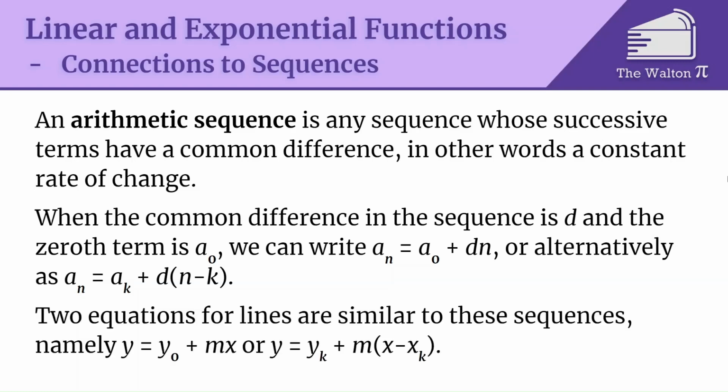Okay. We have two equations for lines that are very similar to these sequences, namely y is y naught plus m times x, or y is y sub k plus m times x minus x sub k. The first is the standard form for a line, and the second one is the point-slope form of a line.